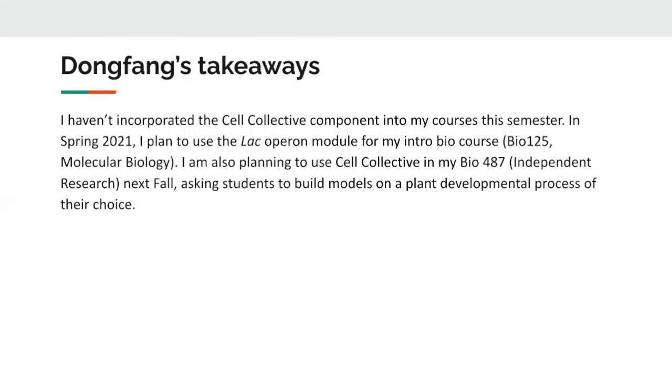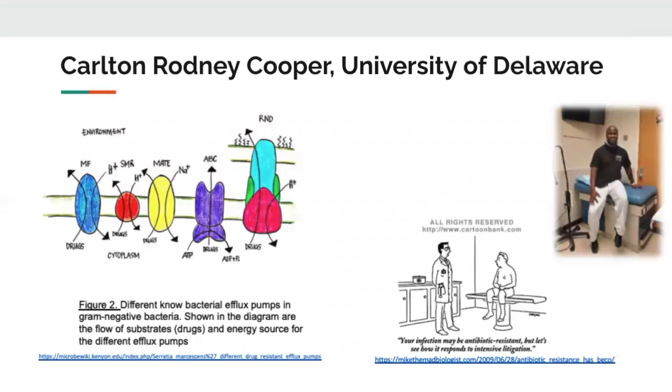Our last meeting was used to report on progress from the fall semester and plan for spring. Dongfeng didn't have a chance to implement Cell Collective in the fall, but plans to use the lac operon module in her intro bio course in the spring. She also plans to use Cell Collective in an upper-level independent research course where students will model a plant developmental process of their choice.